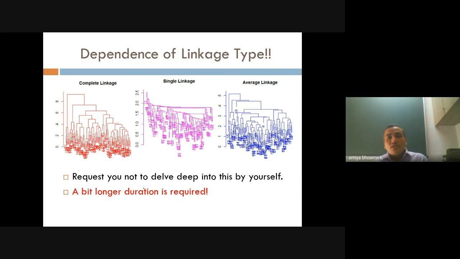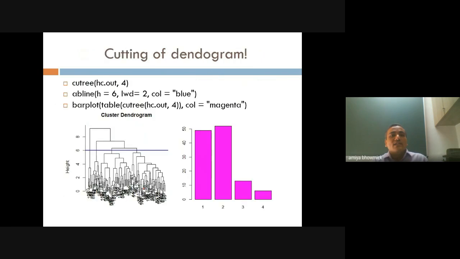When the clusters are being formed with the different kinds of linkages, they must be verified with the domain expert, so that we know whether these clusters are making sense or not. I request you to delve deeper into this. But how do these clusters work? What is being presented over here is called a cluster dendrogram.